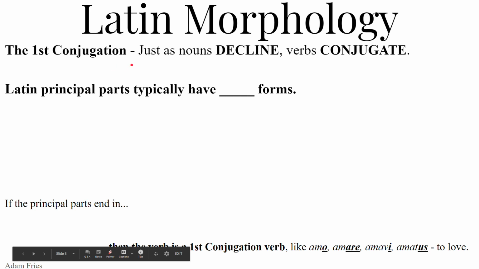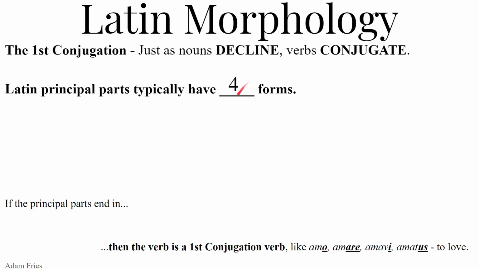All right, so let's talk about Latin principal parts. Just as Latin nouns decline, change their forms, morphology, verbs conjugate. Latin principal parts typically have, English has 3, Latin has 4 forms. Really, it lines up rather nicely with the English. It's just they have an extra first principal part.